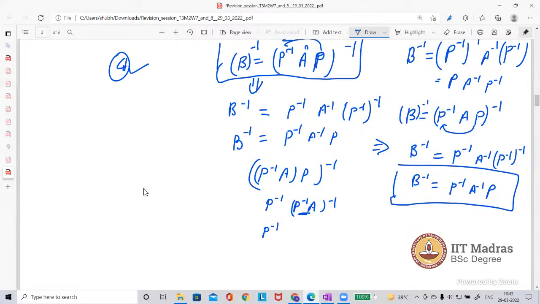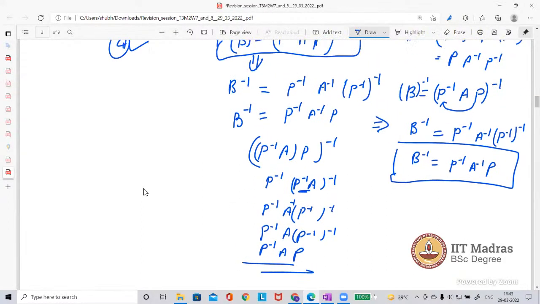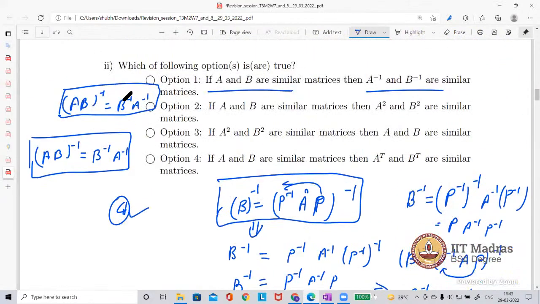Now this order will change. So A will be inverse again, and P inverse. Here is A inverse, P inverse here. So P inverse A inverse P. Sir, it will be P inverse A P? Yeah, so we are getting the same P as in this case. Okay. Thank you, sir.